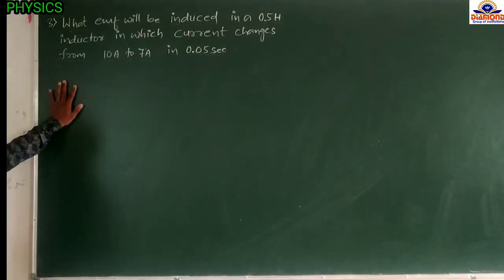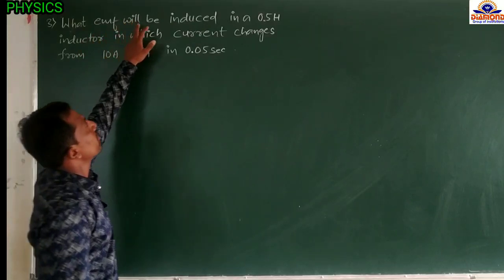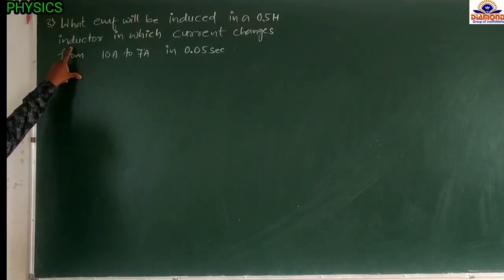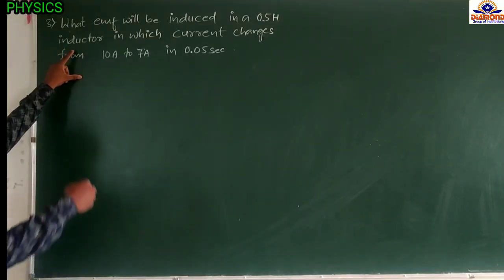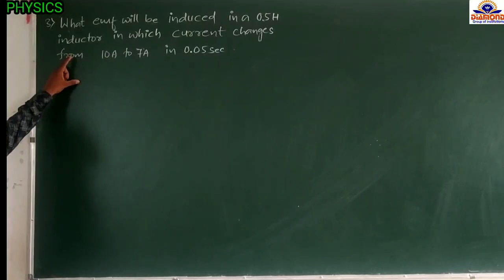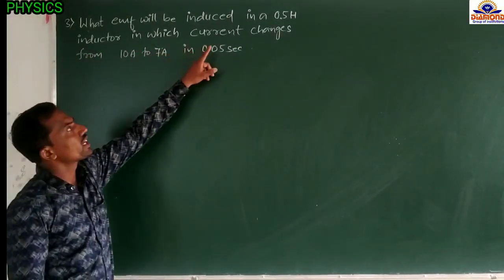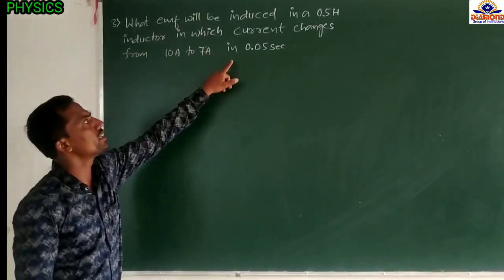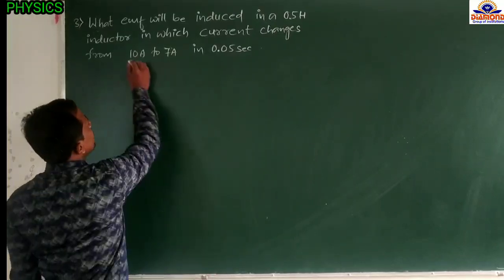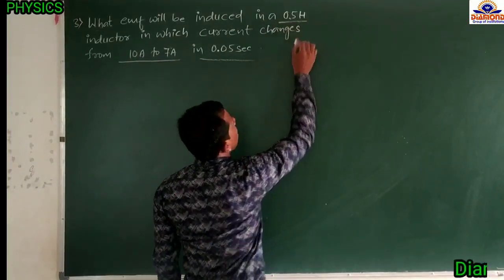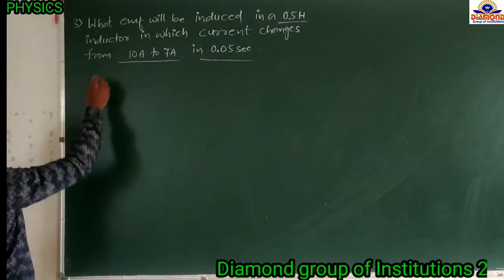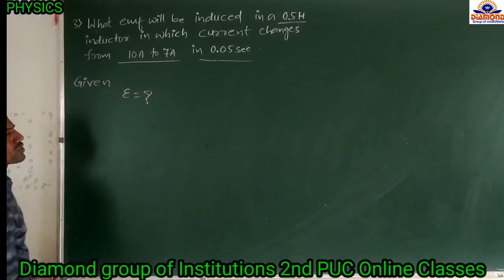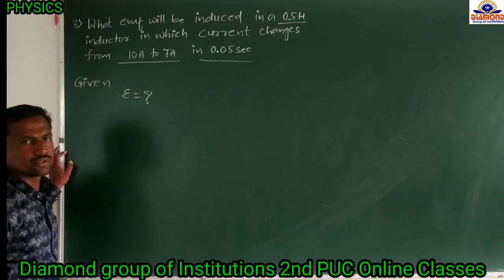The next problem. What EMF will be induced in a 0.5 Henry inductor in which current changes from 10 ampere to 7 ampere in 0.05 seconds? Data is given. कौन सा वैल्यू दिया हमारे को? First one: what EMF will be induced? What EMF will be induced means E equals question mark.